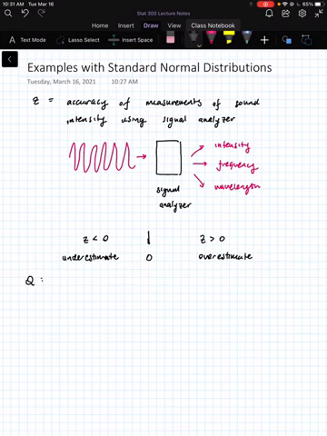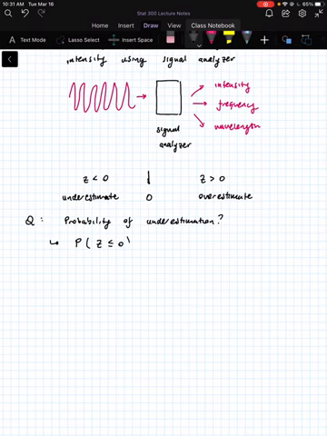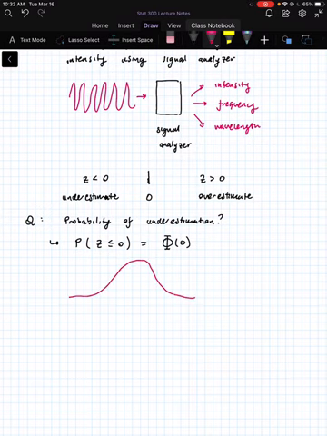So question, what is the probability that a randomly selected measurement accuracy is an underestimation? I'll abbreviate that as probability of underestimation. So in other words, what we're asking for is, what is the probability that Z is less than or equal to 0? Another way of thinking about this is the value of the CDF evaluated at 0. So let's actually draw the density curve. That might look like this.